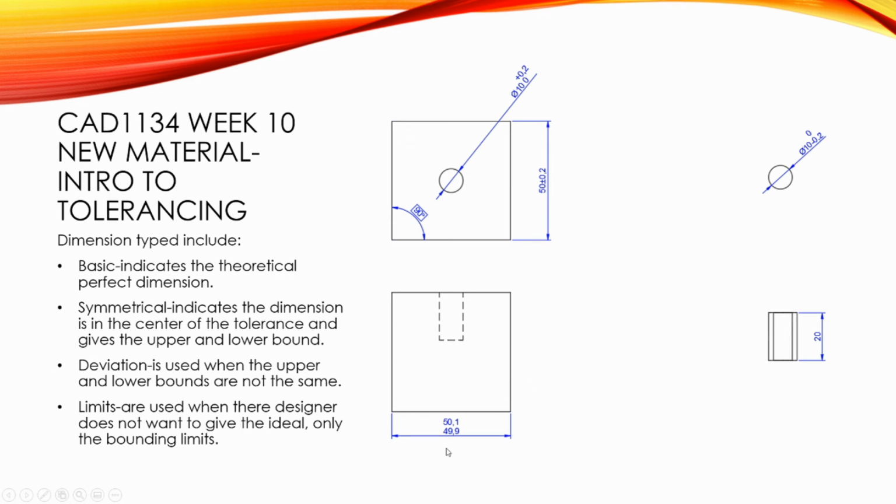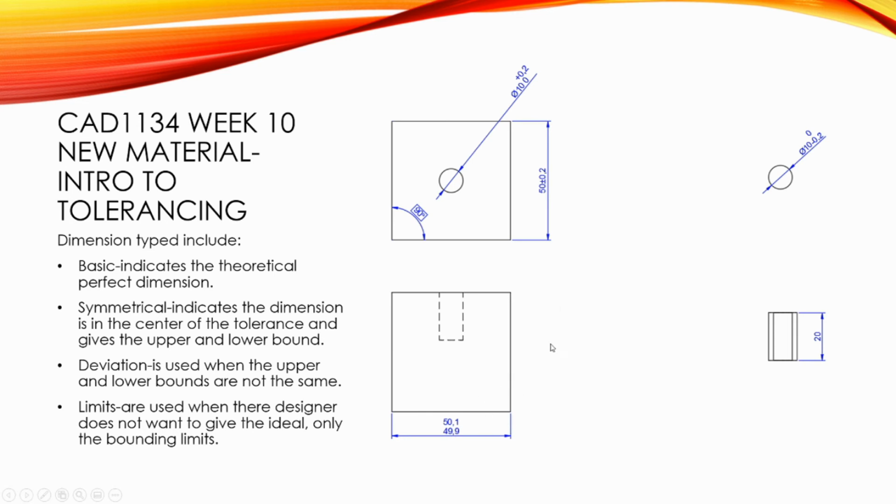The other dimension, however, I made it a little bit tighter. And this is a deviate or limits. And so I'm saying this block needs to be between 49.9 and 50.1. So another way to word this is I could have said 50 millimeters plus or minus 0.1, but the nominal may lie somewhere in between. Okay.